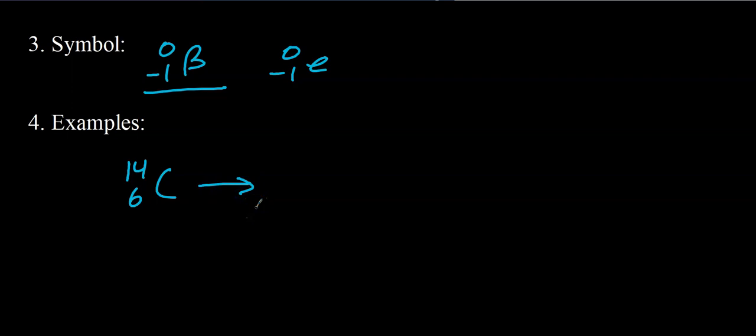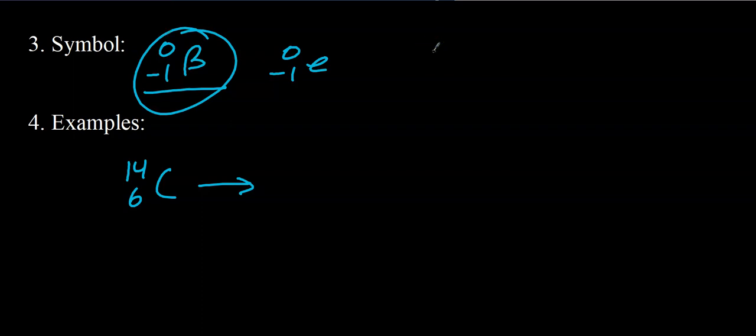And it will undergo beta decay. Now, before we look at this equation, let's talk about where this comes from. Where does a beta particle come from? It comes from something in the nucleus that is turning into that. So keep in mind that substances that undergo beta decay have too many neutrons. And so it's a way of decreasing the number of neutrons without changing the mass, as we'll see.